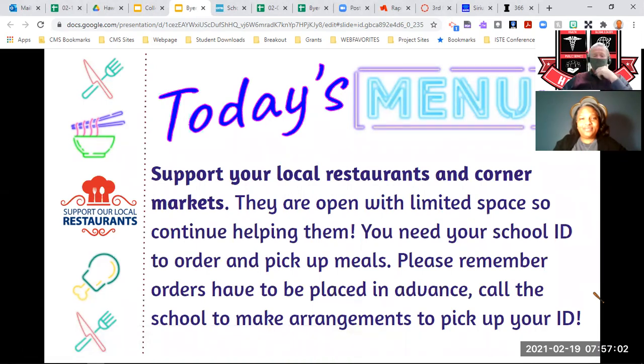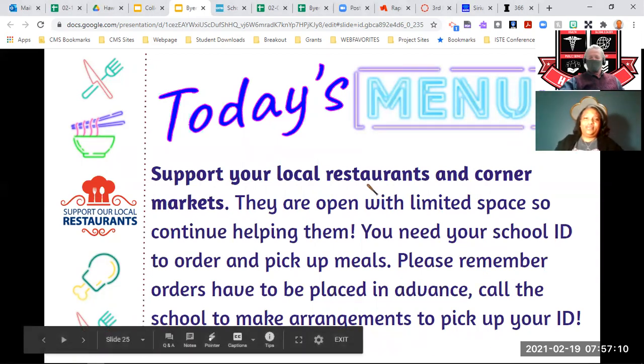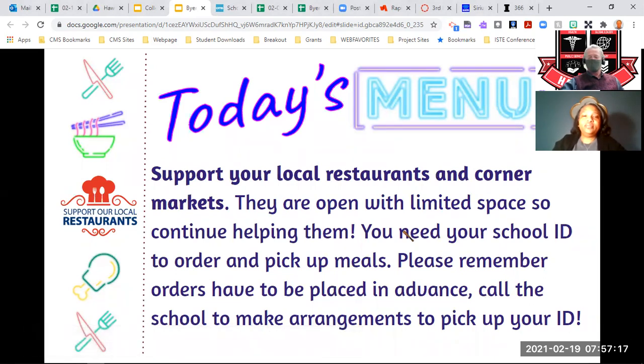Today's menu: support your local restaurants and corner markets. They're open. I walked down the street yesterday to the culture shop and had a sandwich. They're open with limited space, so continue helping them. You need your school ID to order and pick up meals. Please remember, orders have to be placed in advance. Call the school to make arrangements and pick up your ID if we can find them. Yes, and we'll be giving them out once Group A comes in next week.